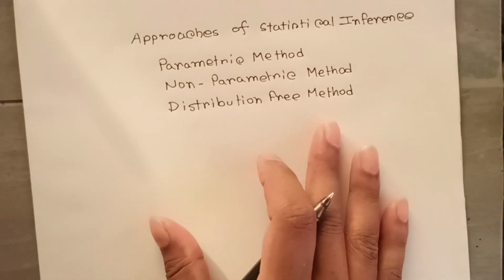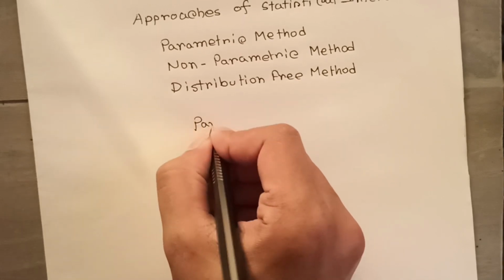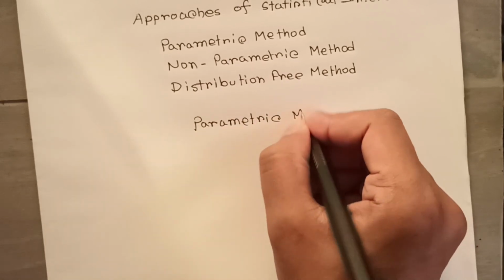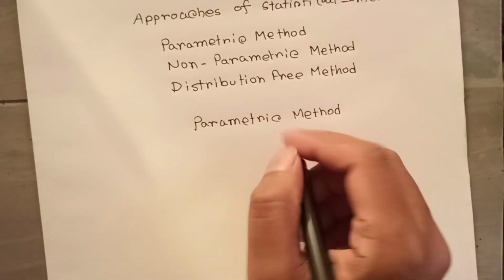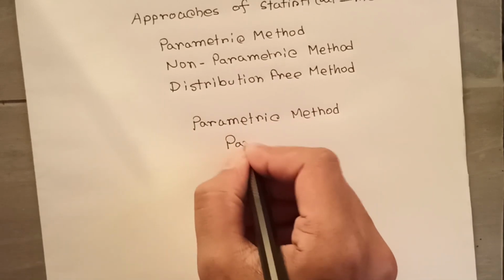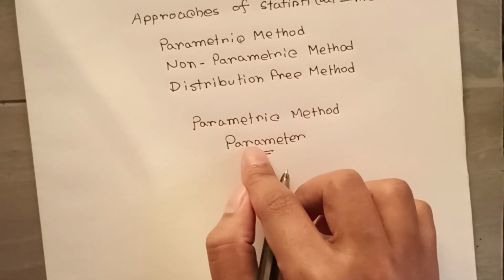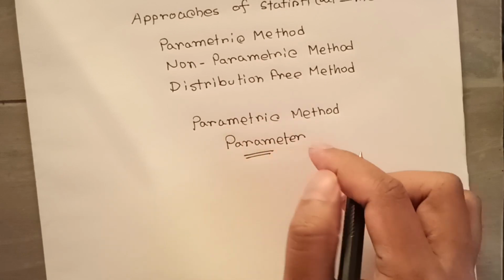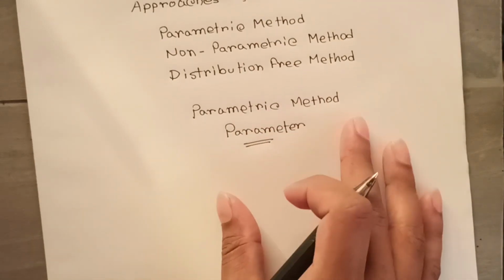So let's start from the parametric method. You see, the parametric method is named after the word parameter. Because of the vital role of the parameter in the parametric method, this method is named after the parameter. Let's understand what exactly the parametric method is with an example.